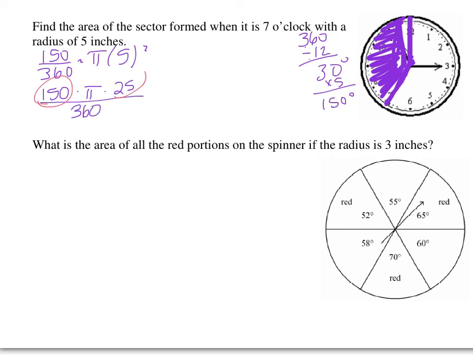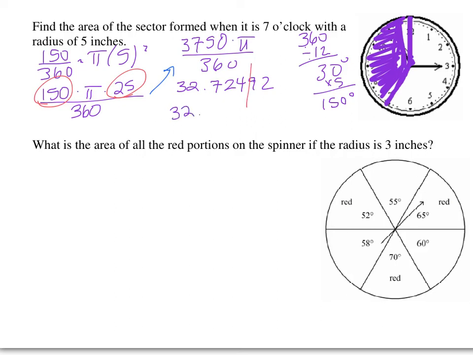Then when I multiply my 5 squared together, I get 25. And then remember, we're multiplying these two together. So 150 times our 25, and we get 3,750 times my pi still over 360. When I type that in the calculator, I get 32.72492. And then when I round it, I get 32.725, since that 9 bumps it up. And this is inches, so it would be inches squared for my final answer.